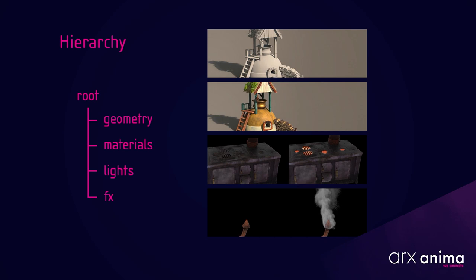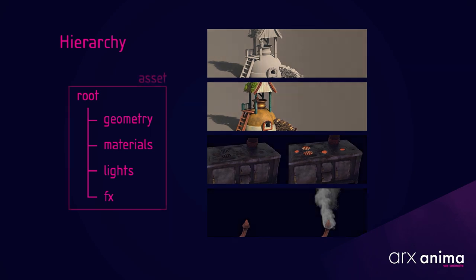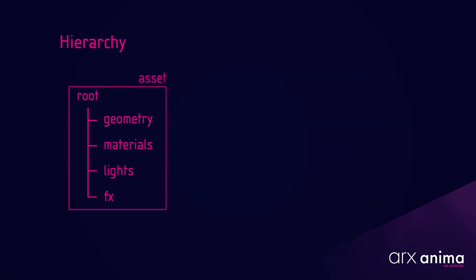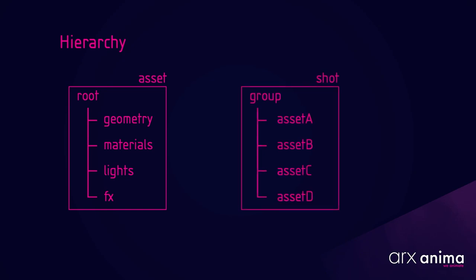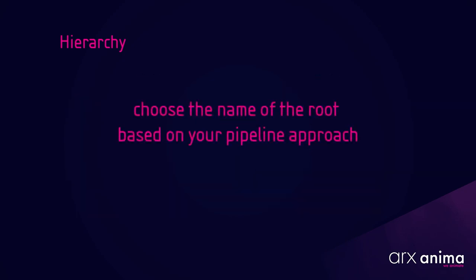When it comes to assets in USD, the important aspect is the single root primitive that will be then used to load the asset into another shot or set, for example. This root primitive will have to contain everything that will be needed in the shot or set, and will also be defined as the default primitive, so when loading in the asset, it doesn't have to be specified which primitive to load. Regarding naming, it doesn't matter what the root primitive is called, because when it is referenced, the name will be overwritten when loading it into the scene anyway.